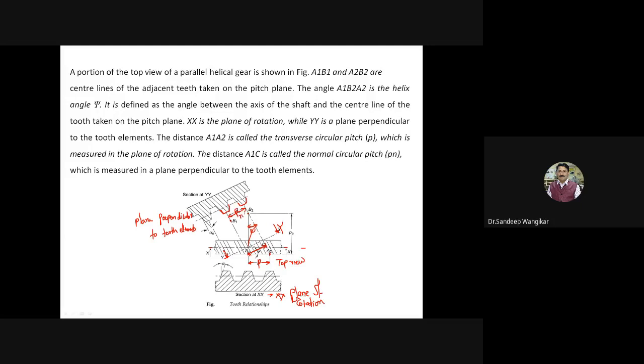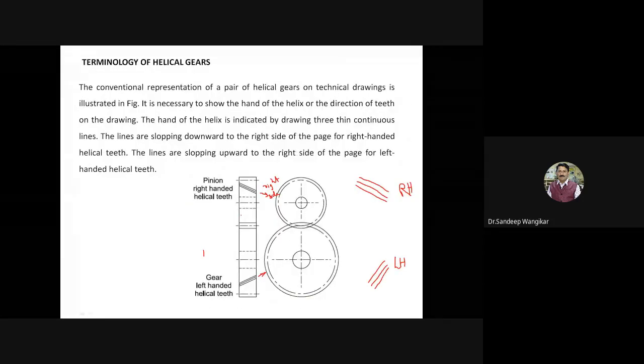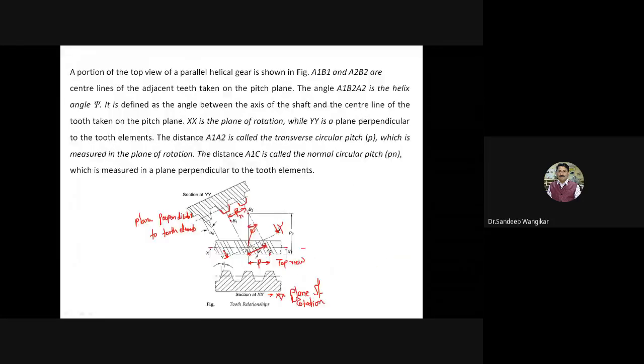Pn, normal P. It is measured in the plane perpendicular to the tooth element. It is not measured in the circular plane. It is measured in a plane perpendicular to the tooth element. So these are some of the pointers to give the heading terminology of helical gears.